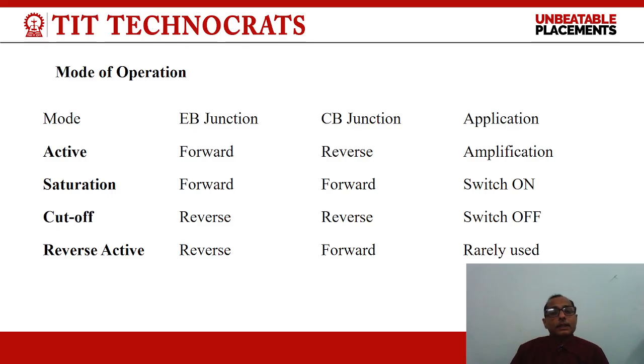Under this, emitter base junction is forward biased, collector base junction is also forward biased, and it is used for switching on applications. Cutoff region: in this emitter base junction is reverse biased, collector base junction is reverse biased, and its application is switch off in electronic circuits. Then reverse active: under this case emitter base junction is reverse biased, collector base junction is forward biased, and this type of mode of operation is rarely used.